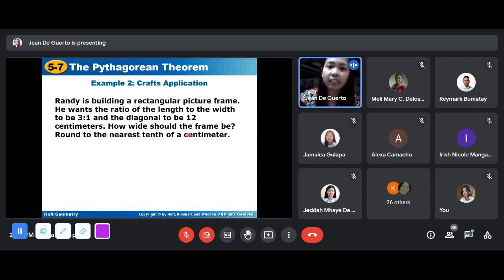Okay, so let us have an application sample problem for the Pythagorean theorem. So, sabi dito sa problem, Randy is building a rectangular picture frame. He wants the ratio of the length to the width to be 3:1 and the diagonal to be 12 centimeters. How wide should the frame be? So, round to the nearest tenth of a centimeter. So, ano ba yung mga given? Ano muna yung mga given?